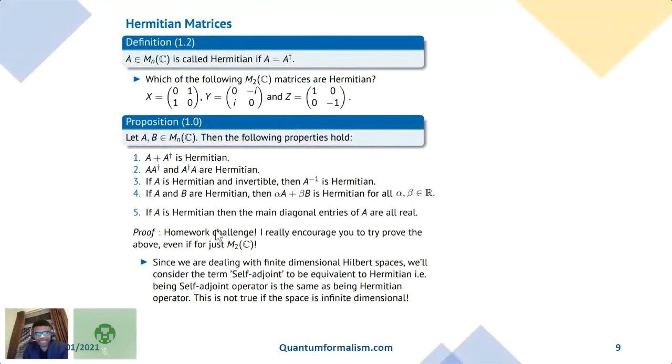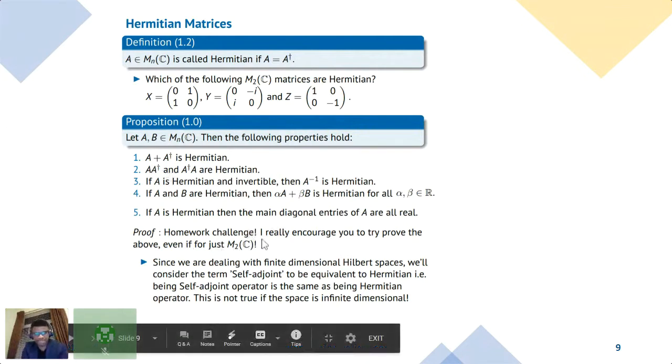The final property says that if A is Hermitian, then the main diagonal entries are real numbers. I really encourage you to try to prove this before looking at the reference study materials, especially with the toy example, M2 of C, the 2x2 matrices. Just look at it and try to prove them. Very important, this convention here.